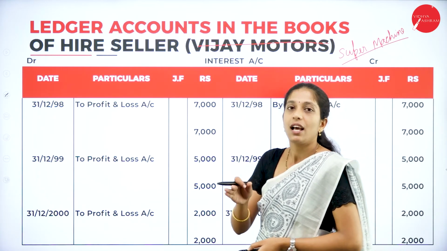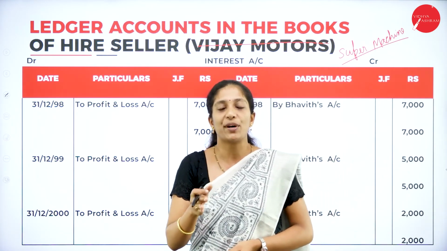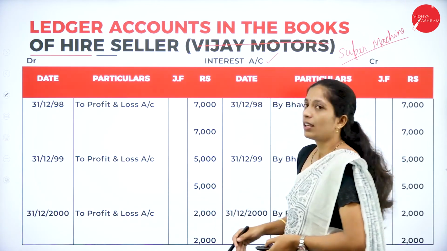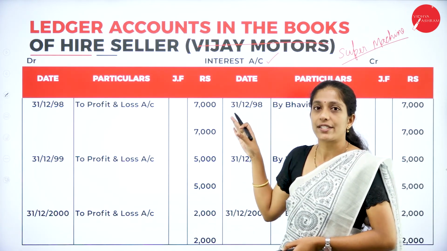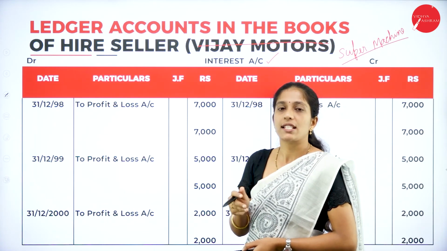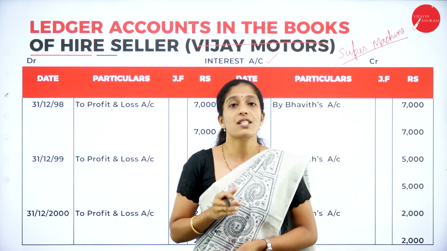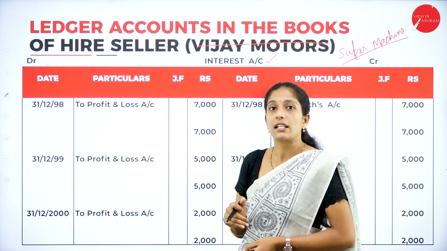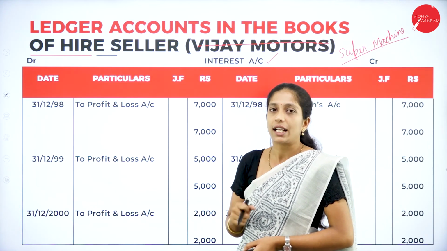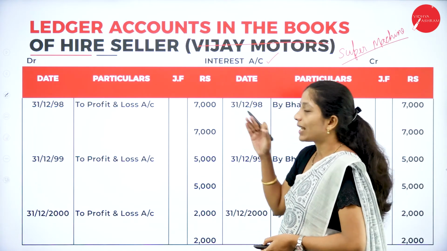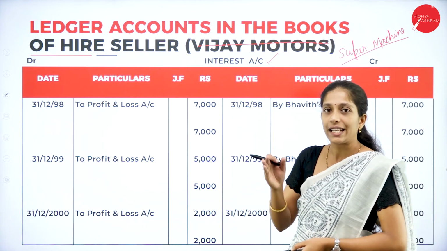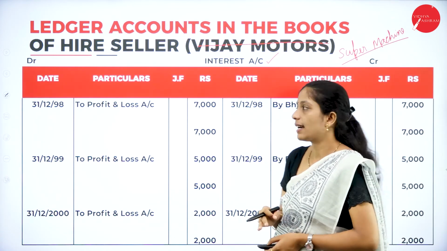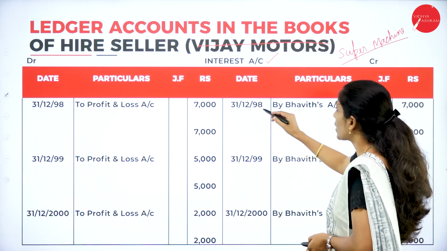So which is the first ledger account we have prepared? That is hire purchaser account. Next we have to prepare interest account. Clear? So how to prepare interest account? You have two entries here. One is for interest due and transferring that interest to profit and loss account. So what is the entry for interest due? Hire purchaser account debit to interest account. So that is on the first year, that is 98, 99, 2000. We have to prepare the account for 3 years. So on 98, so what is the entry?